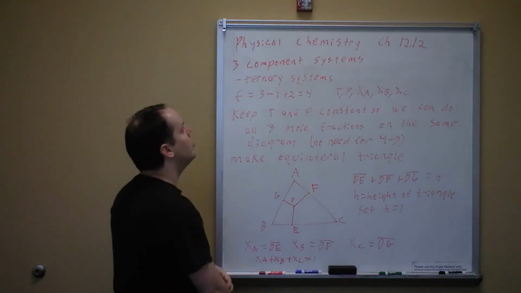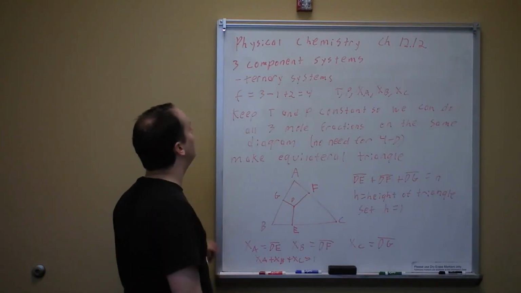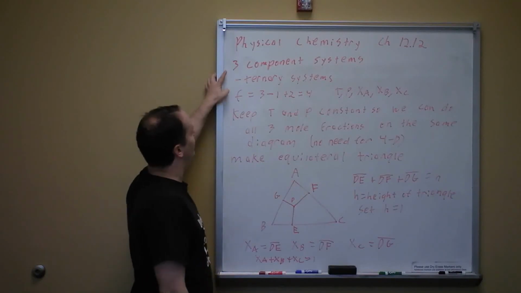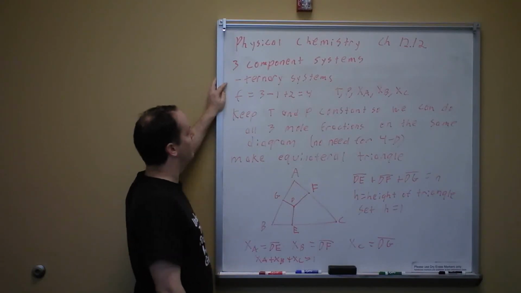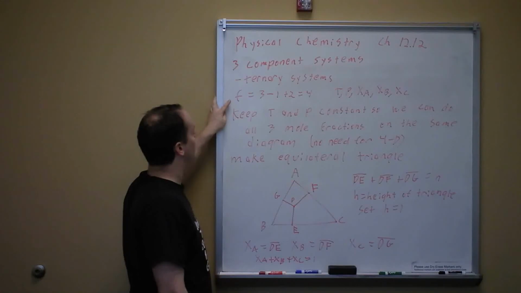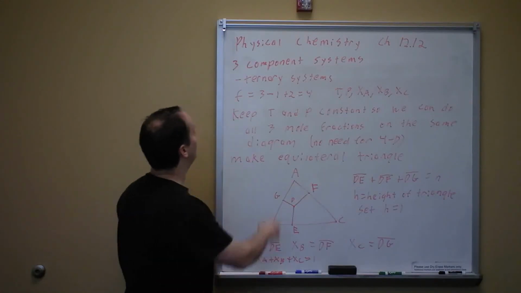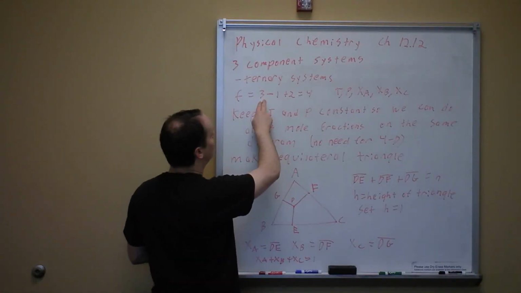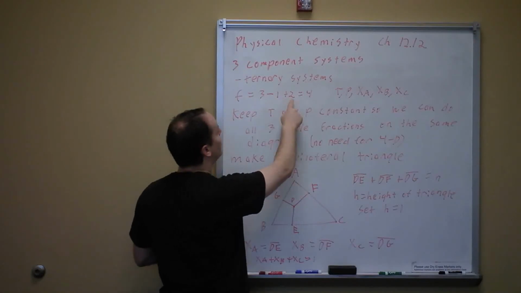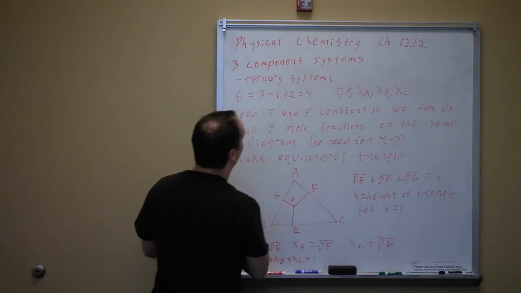Continuing on physical chemistry, chapter 12, we are in section 12 now. We're going to talk about 3-component systems. A 3-component system is known as a ternary system. Now the degrees of freedom formula: we have 3 components minus 1 phase plus 2, which is equal to 4.